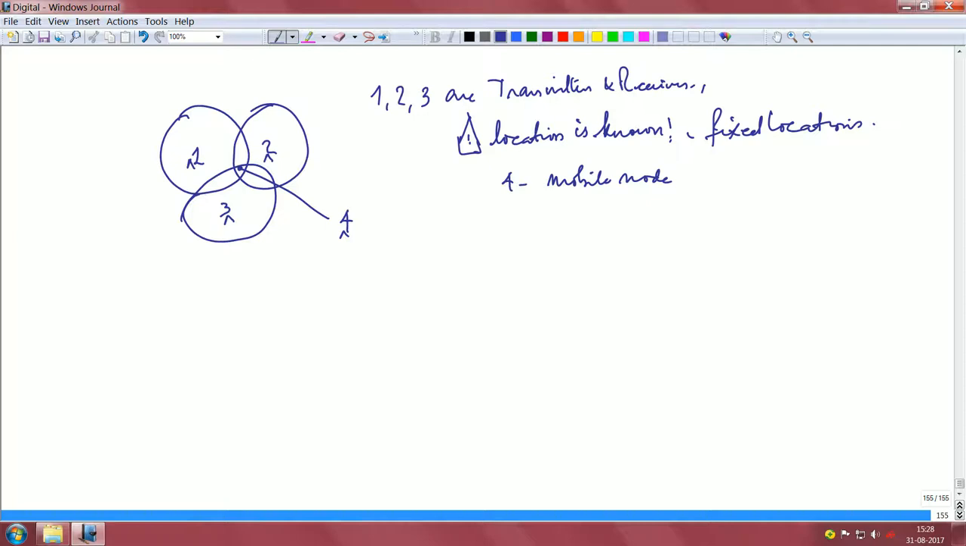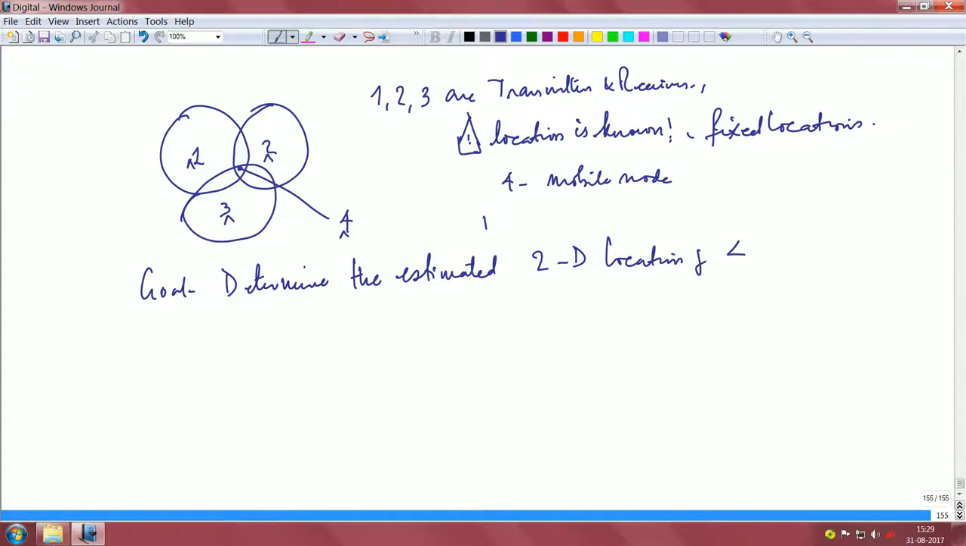Now, the goal is to determine the estimated two dimensional location of node number 4. You are interested in 4's location, two dimensional location. Essentially you are talking about x and y, but these can also be extended to 3D and you can also get z and all that, but do not worry about it. So just look at the requirement of 2D location of 4.